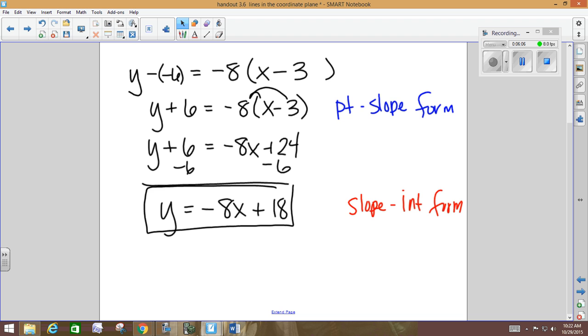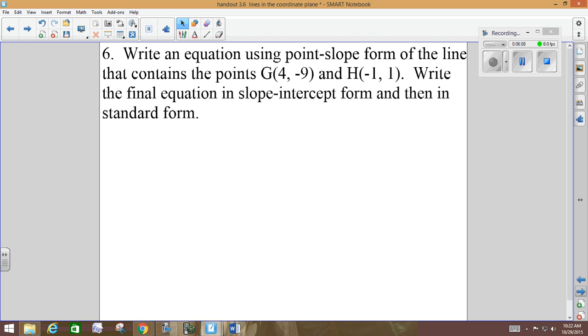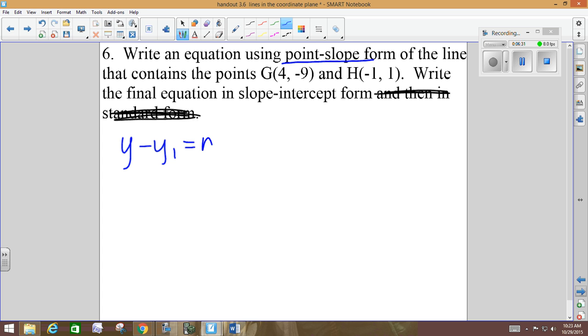So the next one. Write an equation using point-slope form of a line that contains the points G and H. Write your final equation in slope-intercept form and standard. Cross off that and standard. We don't need to do that. We're supposed to use point-slope form. That's that y minus y1 equals m times the quantity x minus x1.